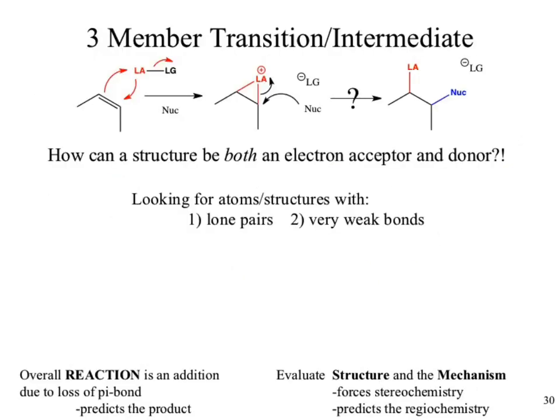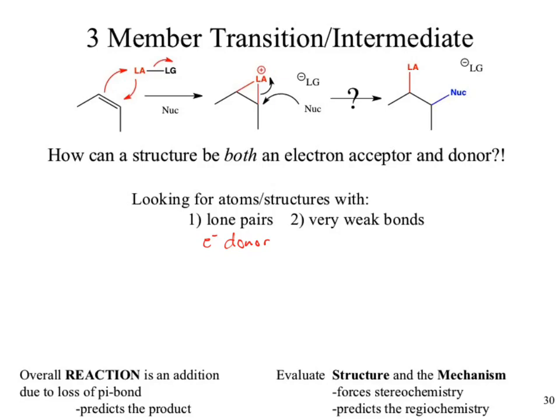So let's take a look at the three-member transition state. How can the structure be both an electron acceptor and a donor? Okay. So we're going to need a couple different things. Number one, we need lone pairs. Why do we need lone pairs? It needs to donate electrons. Okay? If it doesn't have the electrons, i.e. no lone pair, then it can't donate the electrons. Okay? So we need to have an atom that has lone pairs.